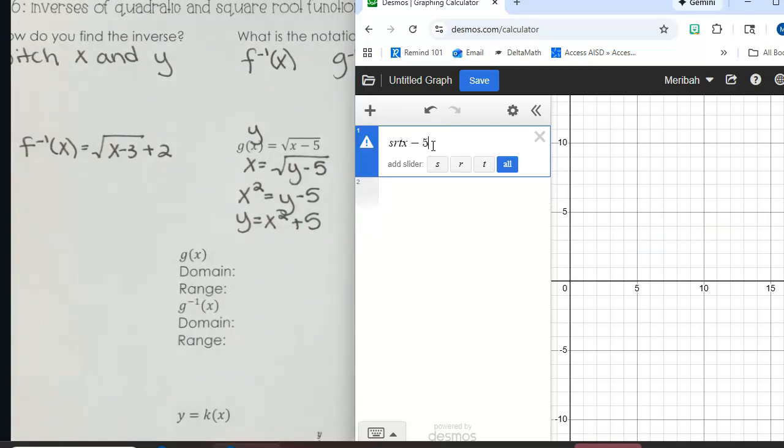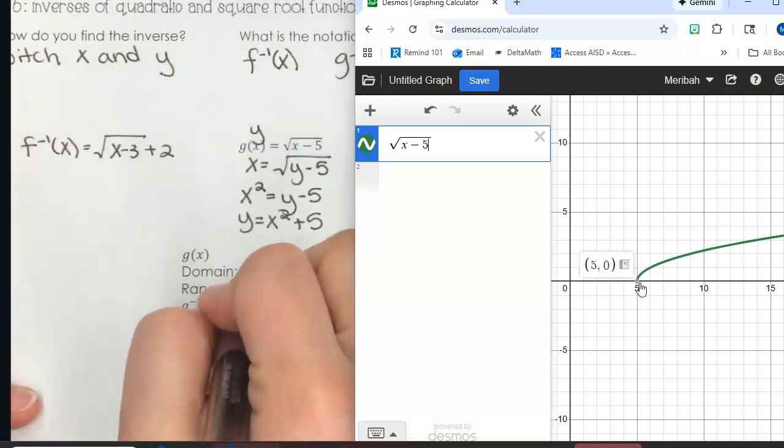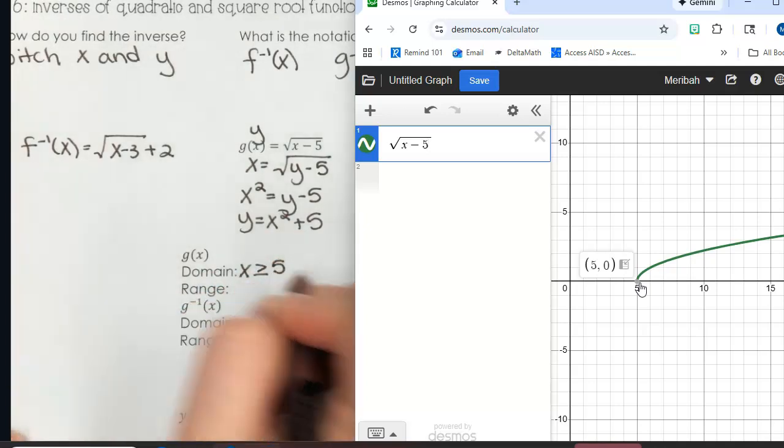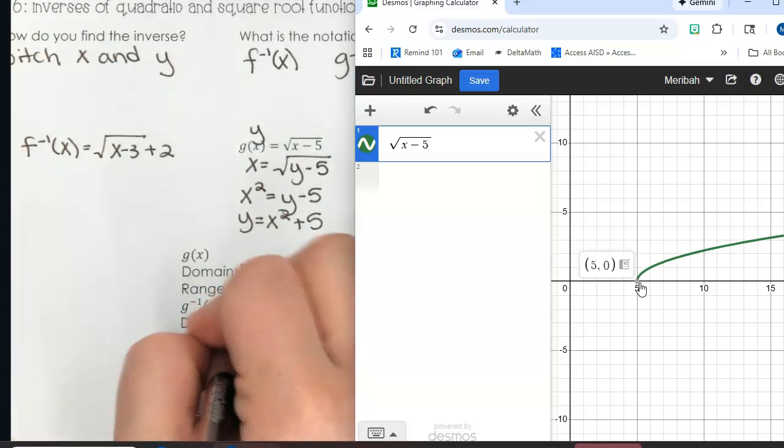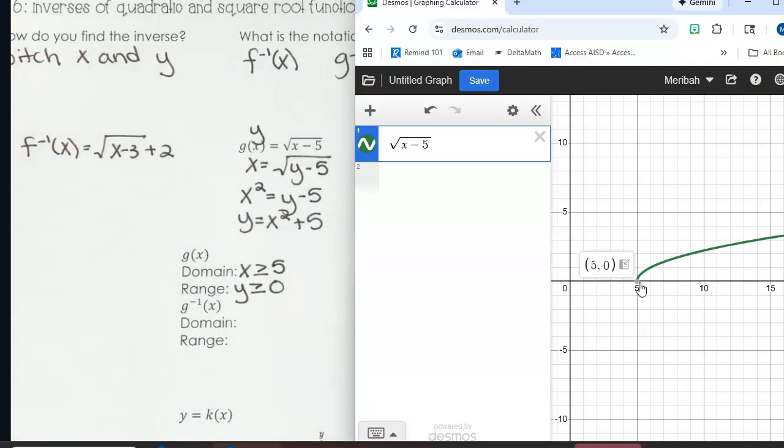So here is the original function. Oops. Let's try that again. There we go, x minus 5. So our green graph, our domain, our x values start at 5, so x is greater than or equal to 5. And range, our y values start at 0, y is greater than or equal to 0.